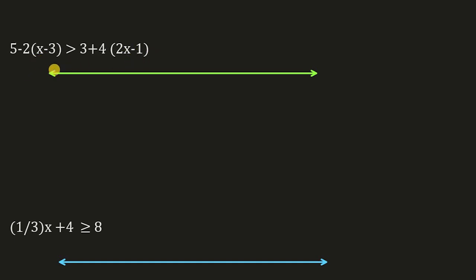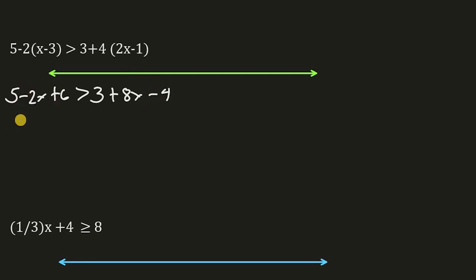Unang gagawin natin dito, guys, is to expand the equation. Expand ulit natin, equate natin siya sa value ng x. Palaging ganun yung process bago tayo mag-proceed with number line or interval notation. So, expand natin yan. That's 5. Negative 2 times x is negative 2x. Negative 2 times negative 3 is positive 6, which is greater than 3. 4 times 2x is 8x. 4 times negative 1 is negative 4.